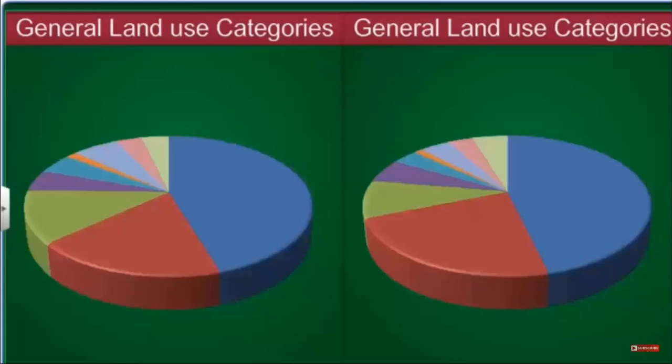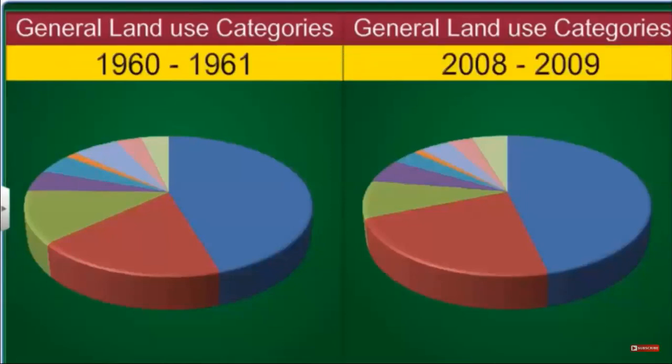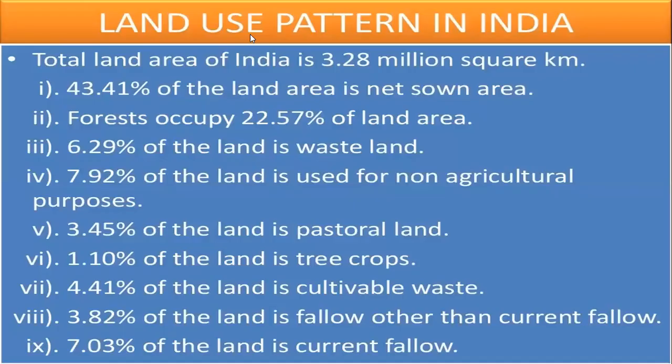Here are 2 pie charts that show the land use pattern in India in 1960 to 61 and 2008 to 2009. Let us compare the data and see how the land use pattern has changed from 1960 to 2009 in India. Okay, so this showed us how the land is utilized in India.